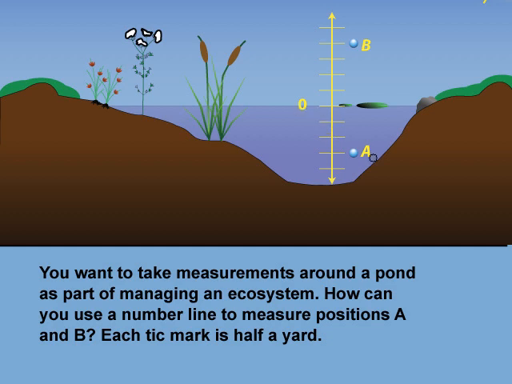Let's start with point A. It is 1, 2, 3 units below the water line. This is the same as 3 half yards, or 1.5 yards. Since point A is below the water line, the value of A is -1.5, as shown here.